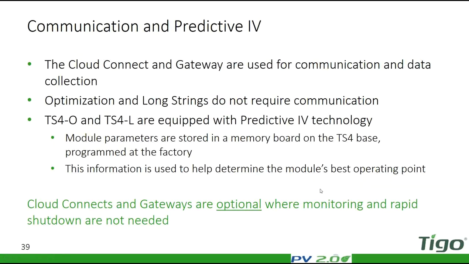Predictive IV: if all you care about is optimization, if you couldn't care less about safety, if you couldn't care less about monitoring, and all you want is to put 2, 3, 4 optimization units on the shaded areas of the roof, you don't want to deal with any other type of equipment, you want to keep costs as low as possible. That's possible. If all you care about is optimization, you don't have to put communication accessories, which is really nice.